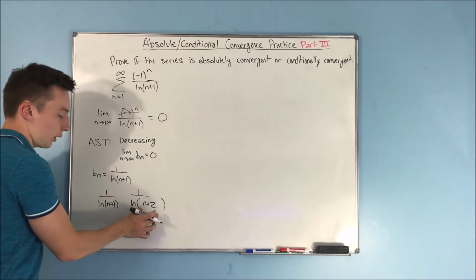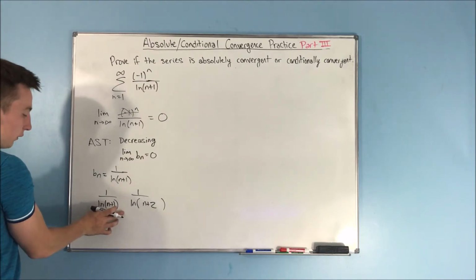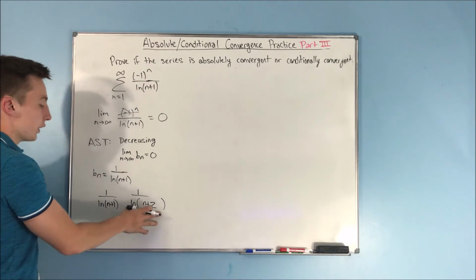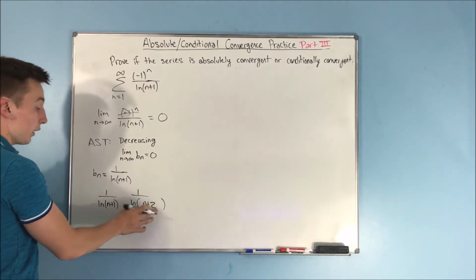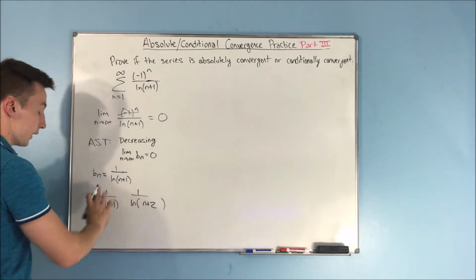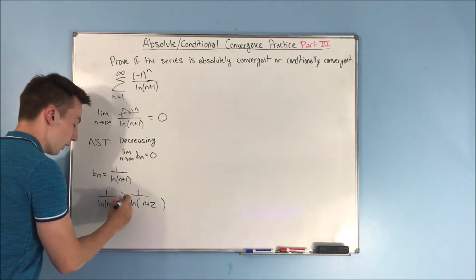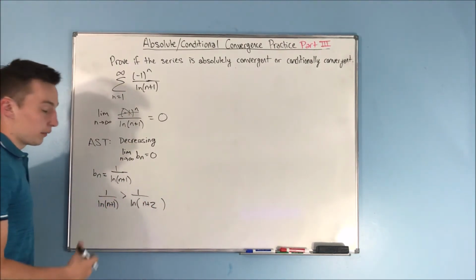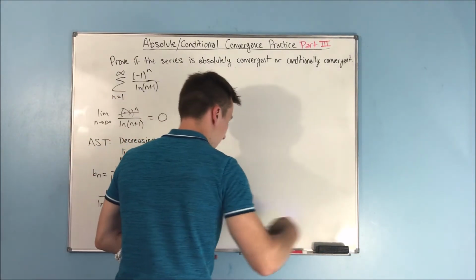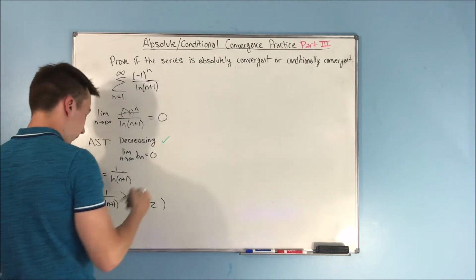And the natural log of something bigger than this natural log of n plus 1 is going to be a bigger quantity. So since this denominator is bigger than this denominator, we know that this whole fraction is less than this fraction. So we know that this is greater than this. That means that it is decreasing. We can put a little check mark there.